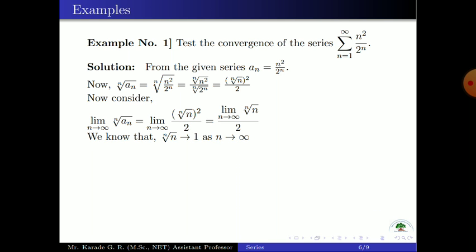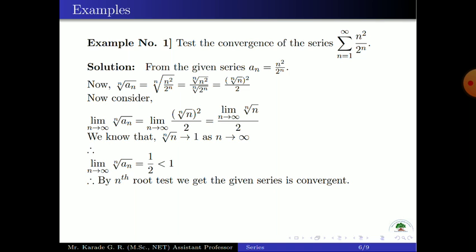So we know that the nth root of n is 1 as n tends to infinity, therefore the limit as n tends to infinity of the nth root of an is equal to 1/2, and that 1/2 is strictly less than 1. So in this case our conclusion is that the given series is absolutely convergent and hence convergent. By the nth root test we get the given series is convergent.